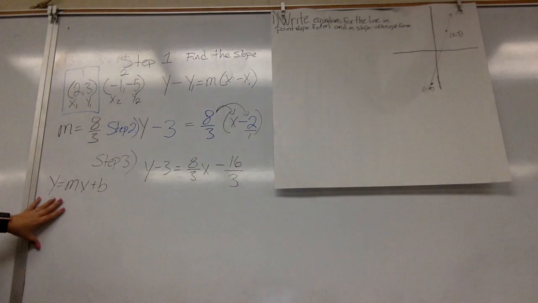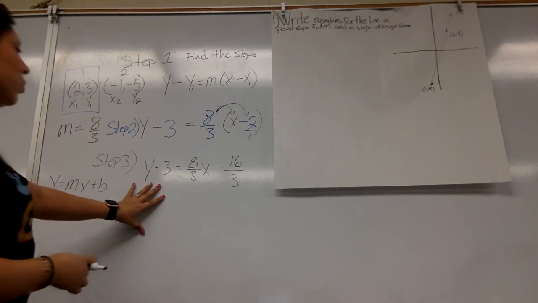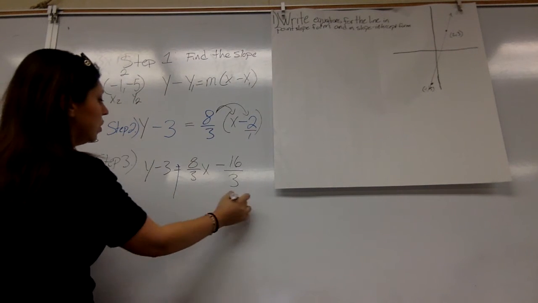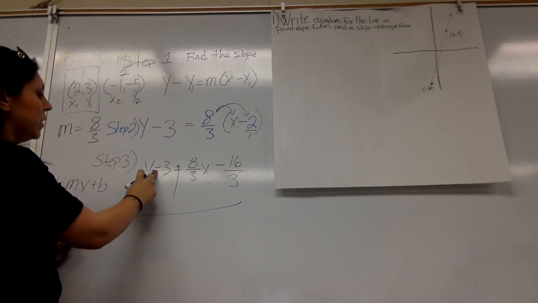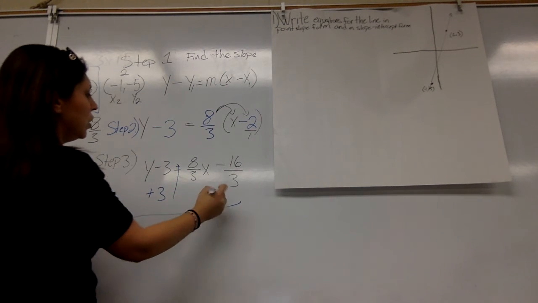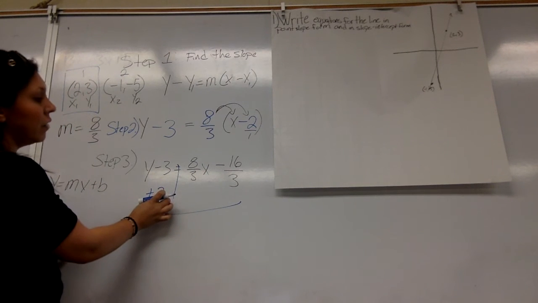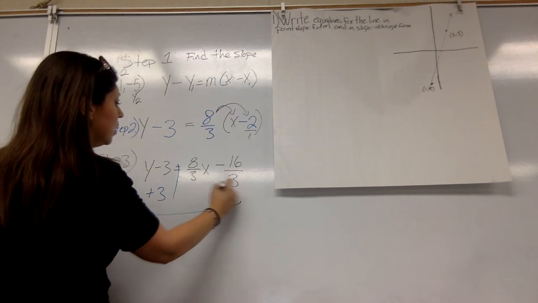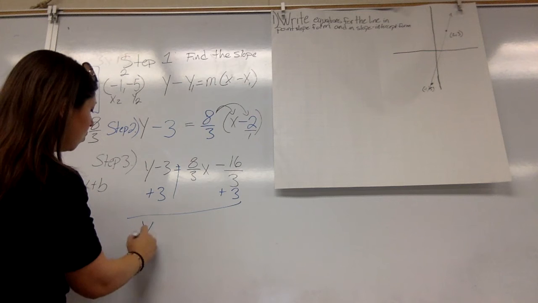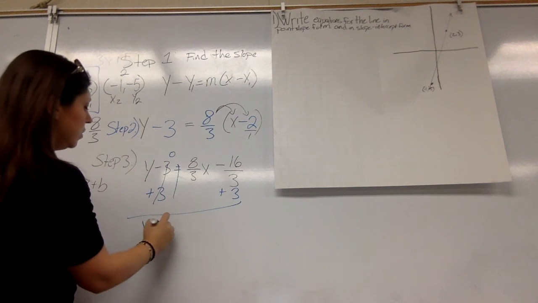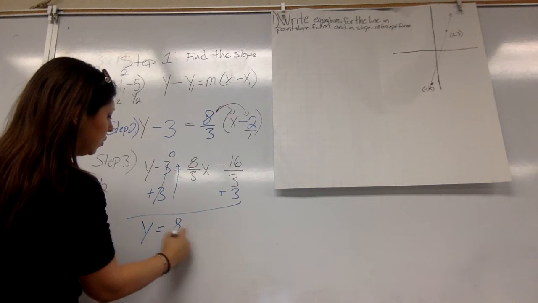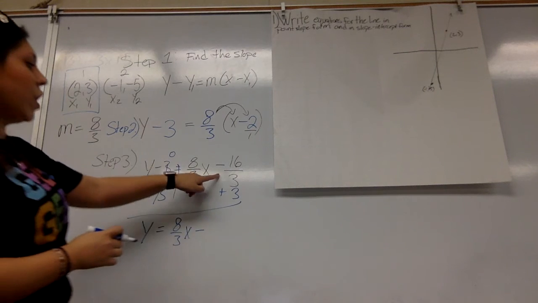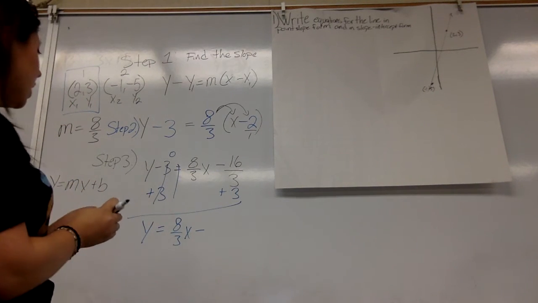The y is still not by itself, so we're going to have to move the minus 3 over. So we're going to do the inverse operation. So if I see subtraction, we're going to add to both sides. This does not have an x, so I'm not going to put it under the x column. I'm going to put it under this one. So plus 3. So I get y. These guys become a 0 equals 8 over 3x minus, now I have a problem. I have a fraction with a whole number. I can't do that quite yet.